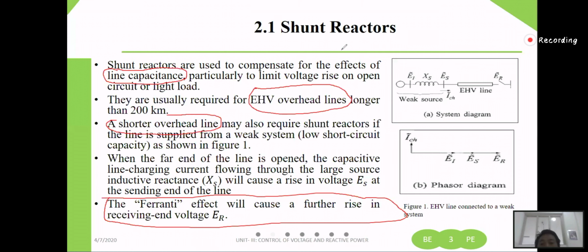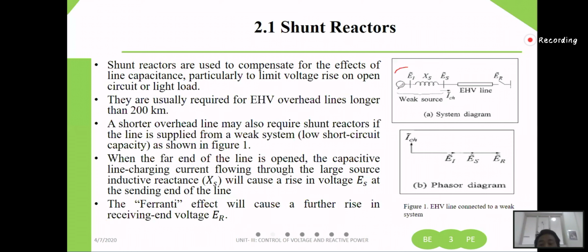Which means, if there is a weak system, for example a weak source where the source is very weak, then we can use this shunt reactor to improve its performance. Even if there is a weak source, we require the shunt reactor to improve its generation, right?